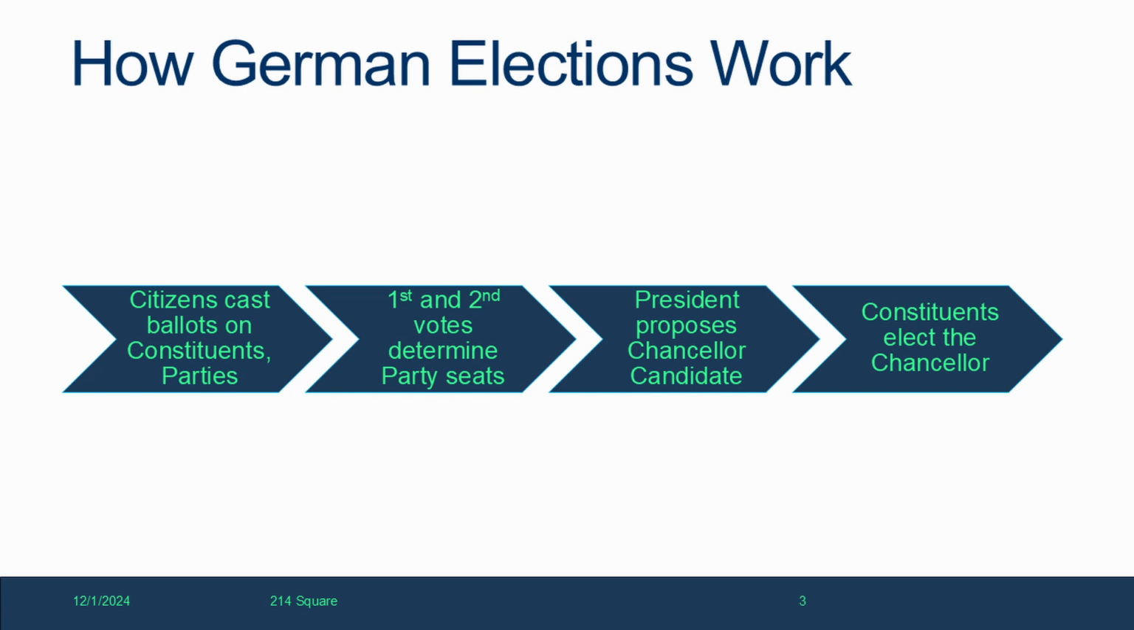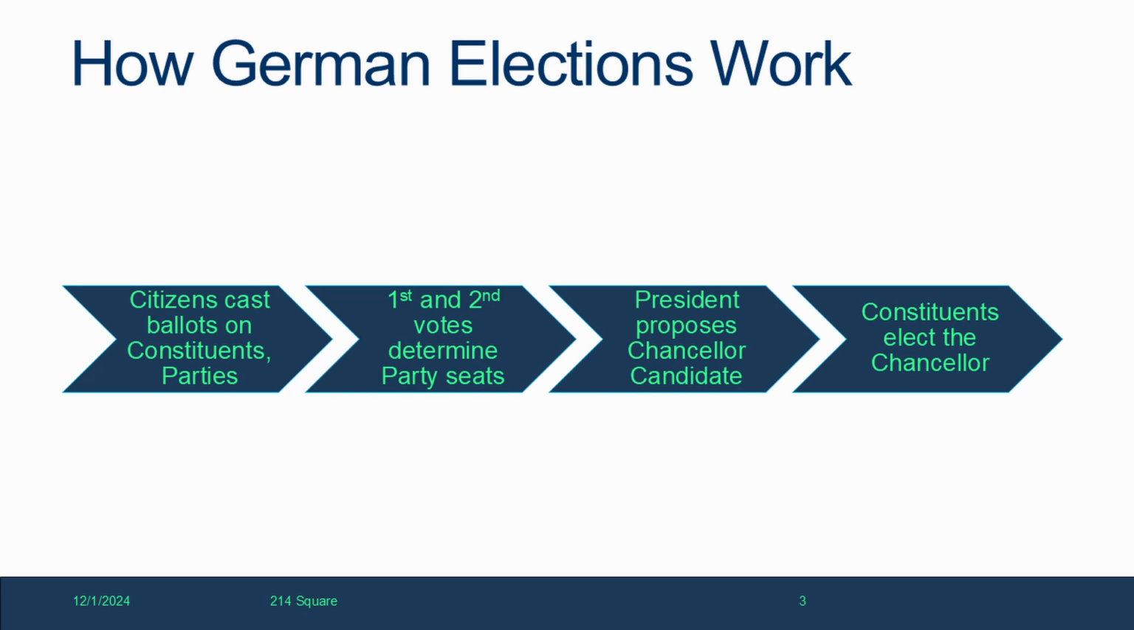So, first of all, German citizens at the age of 18 or older are allowed to vote. They can cast two votes, one for the constituents for the direct vote and the second one for the parties list. And then, based on the total number of votes of the first and the second votes, this will determine how many seats a party gets in the German parliament, the Bundestag.